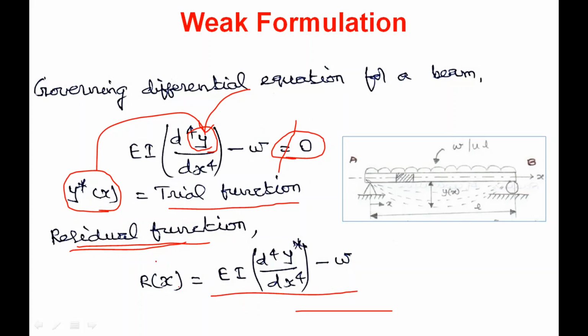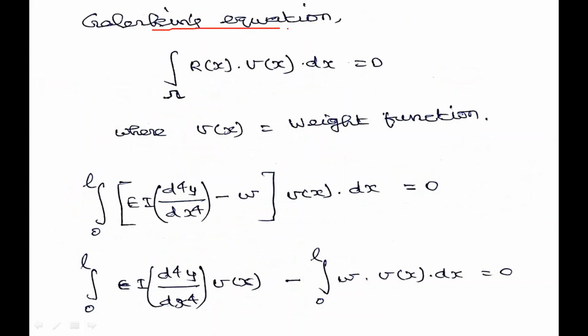After getting this residual function R of x, we are going to use the Galerkin approach. This is the Galerkin equation. R of x should be multiplied with a weight function. Here the weight function is denoted as v of x. This product should be integrated over the full domain and equated to 0. This is called the Galerkin equation.